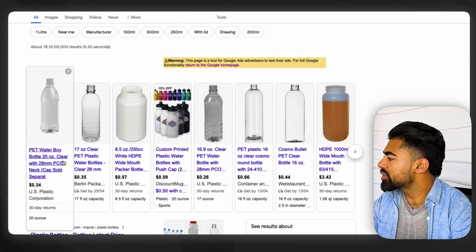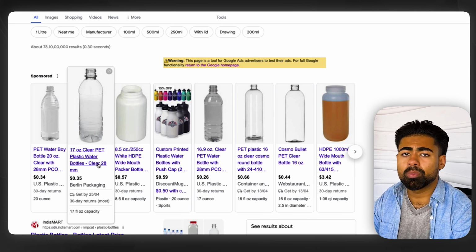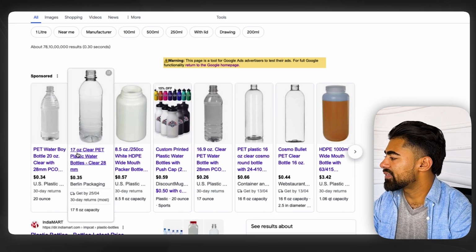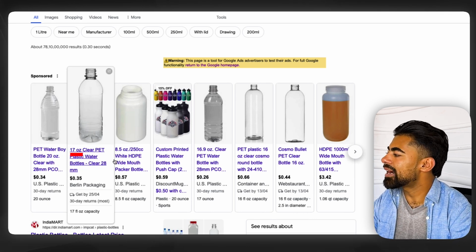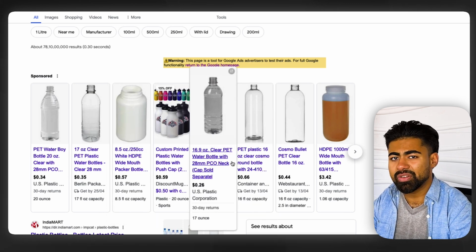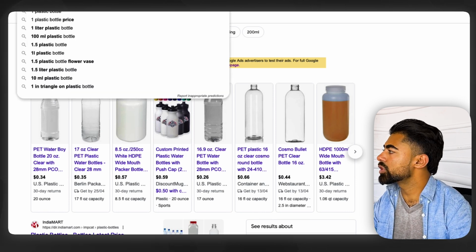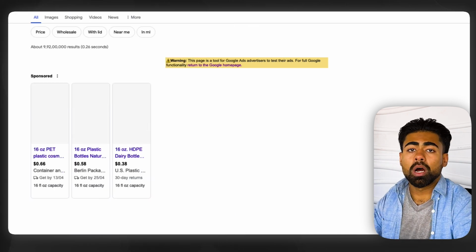So in this situation, what we see is a lot of these product titles are very specific, yet they have broad keywords. They're talking about specific sizes. This one says 17 ounce, this one says 8.5 ounces, and so on and so forth. So these are very specific, and they also have some broad keywords in there. Just looking at the product titles should give you a better idea of what your own product title should be.